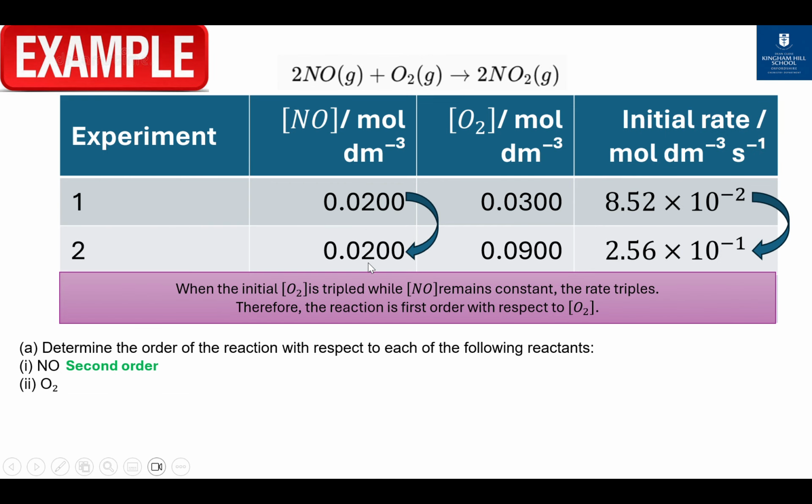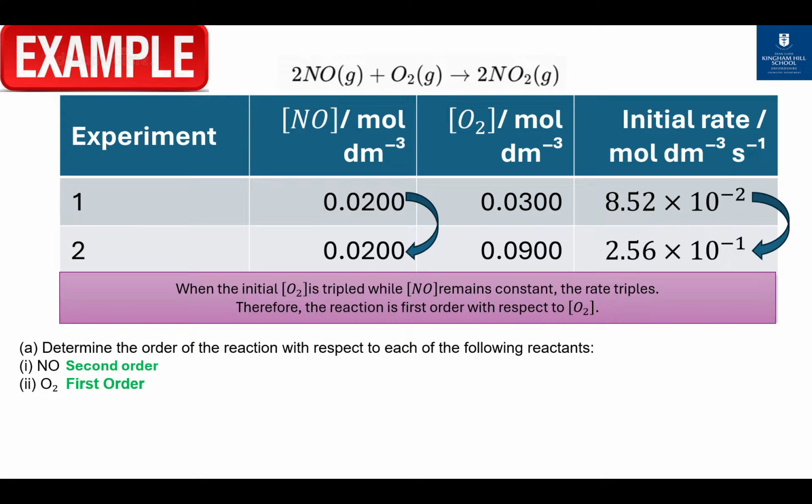If we can see here, it is similar and it is basically changing. So it is tripled in these two experiments where the nitrogen monoxide remains constant, and I also see the rate changes. It is also getting tripled in that case. So in this case, my reaction is first order with respect to oxygen, and I am getting that as a first order reaction.